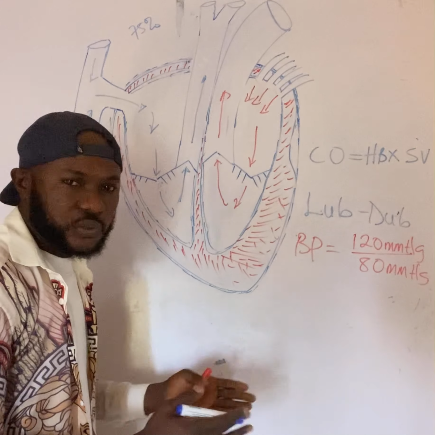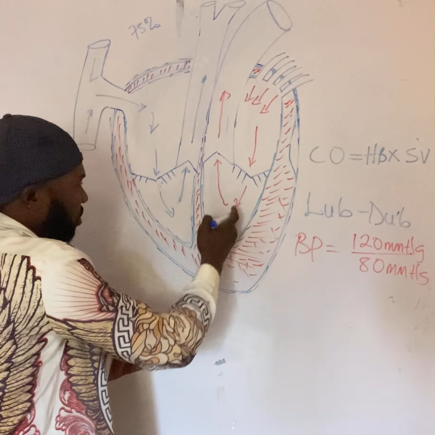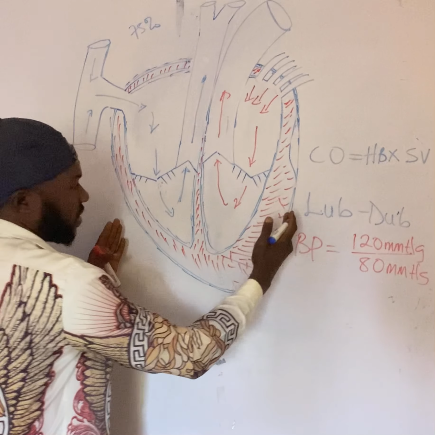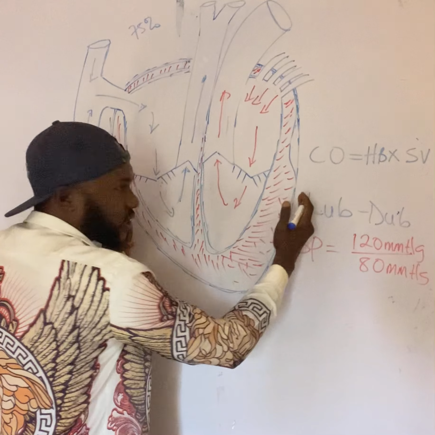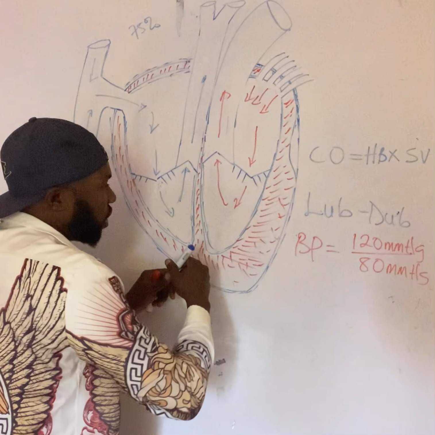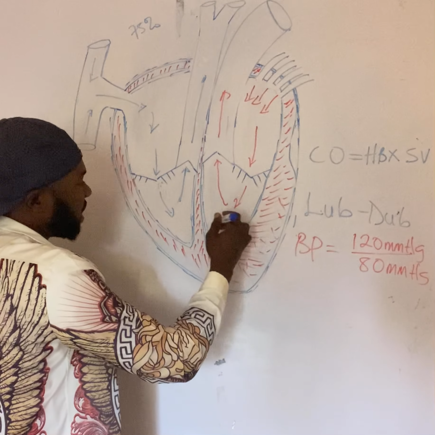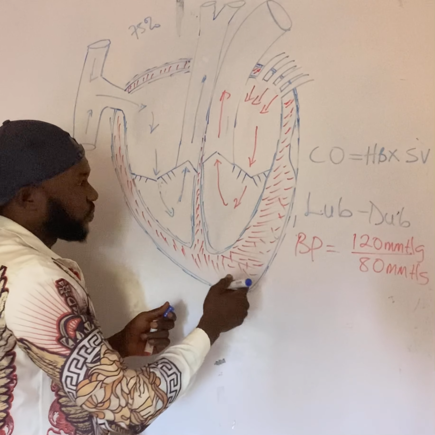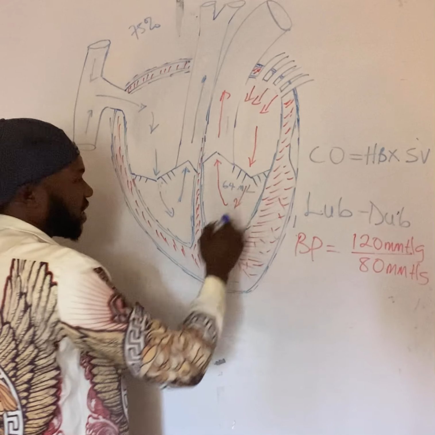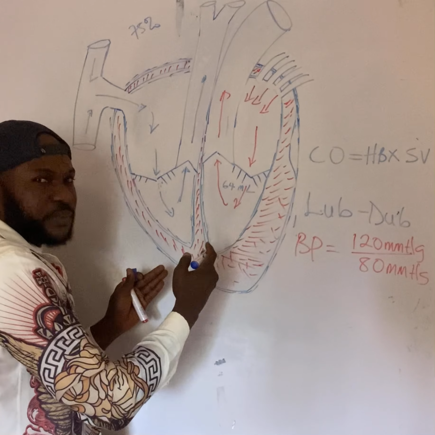So what do we call stroke volume? Stroke volume means the amount of blood that flows out in each beat. Beat is contraction and relaxation. When the heart contracts and relaxes, it is a beat. So just imagine that in one beat, in one contraction and relaxation, the amount of blood that leaves there is maybe 64 milliliter. The amount of blood that leaves there is 64 milliliter in each beat.